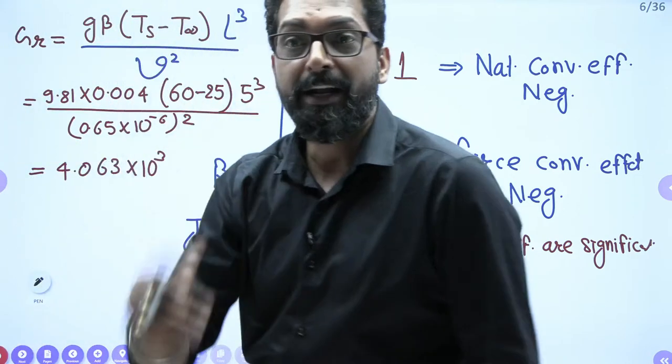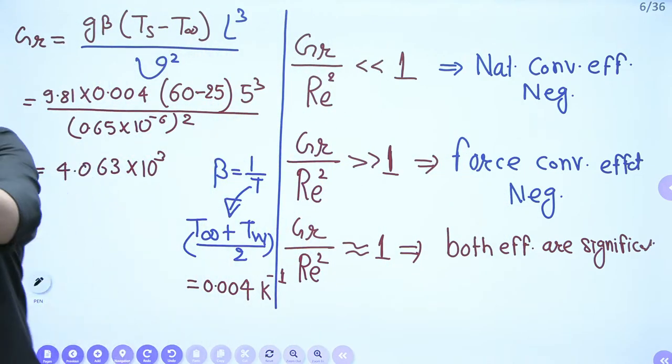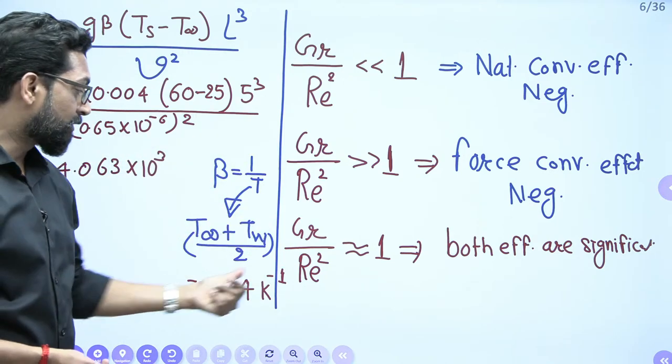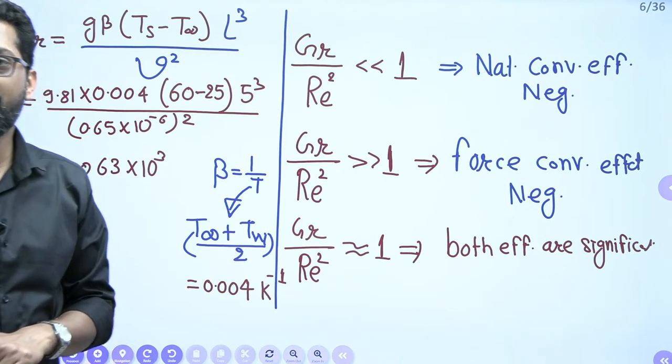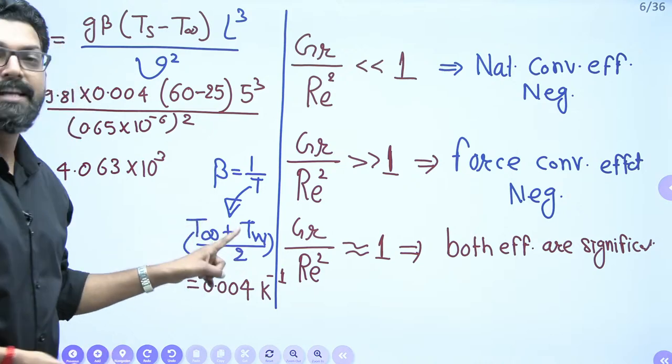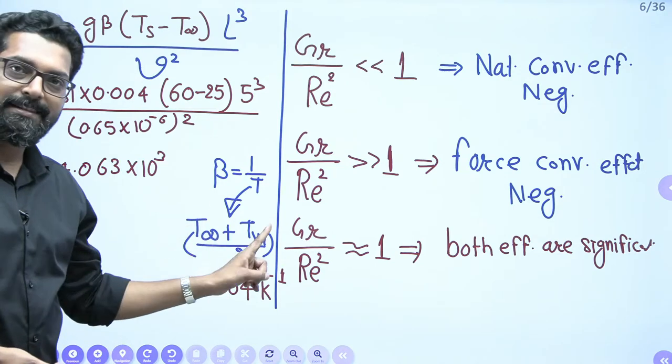Yes, mean temperature, the fluid mean temperature. Why? Because two temperatures are given, so this beta is calculated over the mean temperature, that is, T wall plus T infinity divided by 2.